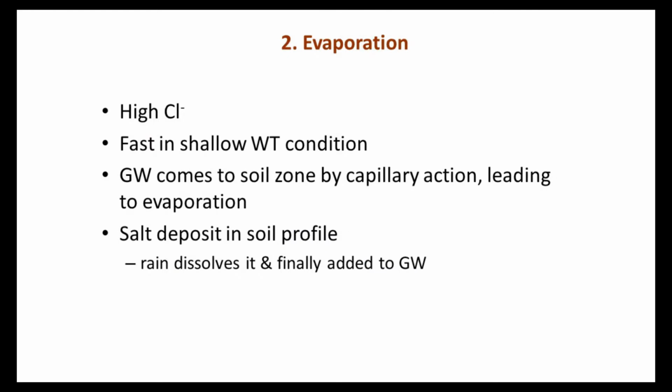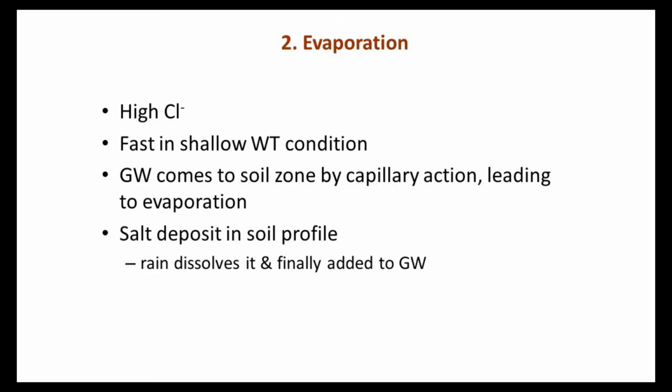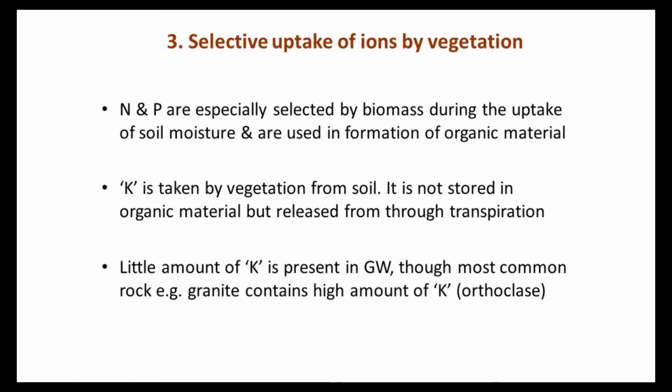The second process is evaporation. Because of the process of evaporation, the groundwater becomes rich in chloride. This process of evaporation is very fast in shallow water conditions. When groundwater comes to the soil zone by capillary action, it leads to the evaporation process. Because of this evaporation, salt deposits in the soil profile, which is finally dissolved by the rainwater, and it is finally added to the groundwater.